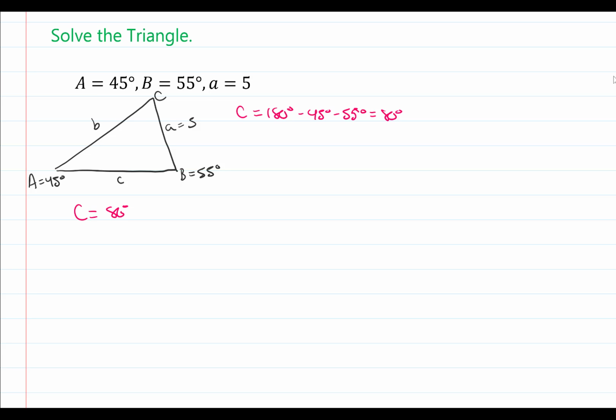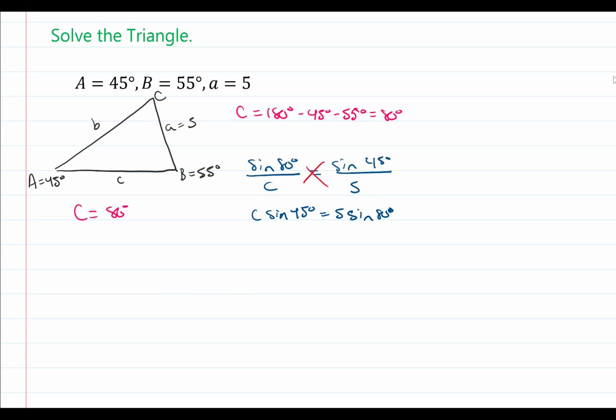That means I'm going to use the law of sines, which states that the sine of angle C, which is 80 degrees, over side C is equal to the sine of angle A, 45 degrees, over side A, which is 5 units. I can't use side B or angle B at this time because I need 3 pieces of known information and 1 unknown. Next, I'm going to go ahead and cross multiply to solve this proportion for side C. This gives me C times the sine of 45 degrees is equal to 5 times the sine of 80 degrees.